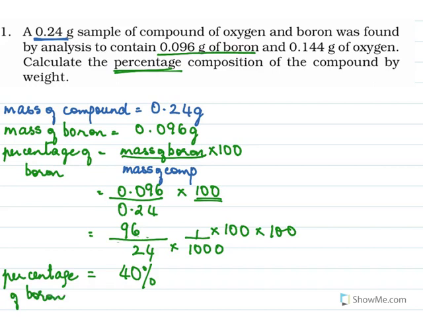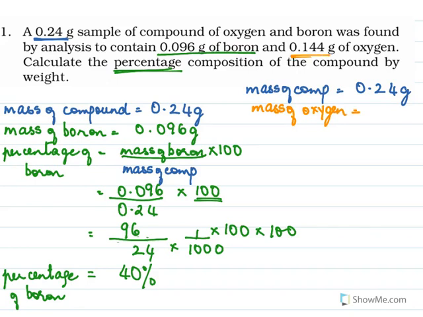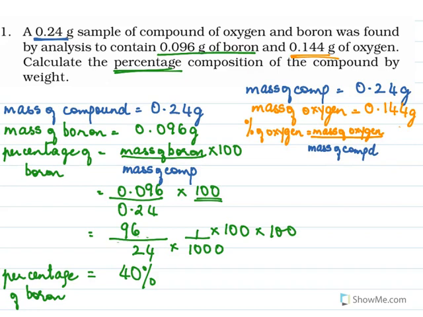Now when we want to calculate for oxygen, it is the same way. Mass of compound is 0.24 gram, and now we need to know mass of oxygen. So mass of oxygen here is 0.144 gram. So the percentage of oxygen will be mass of oxygen over mass of compound into 100.